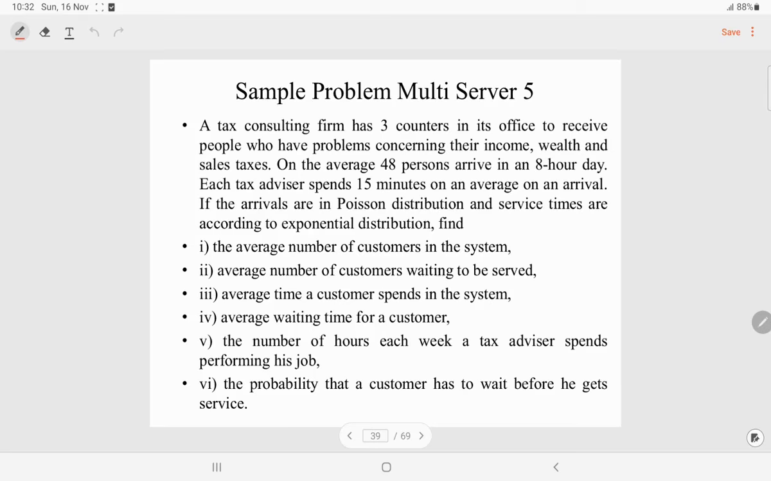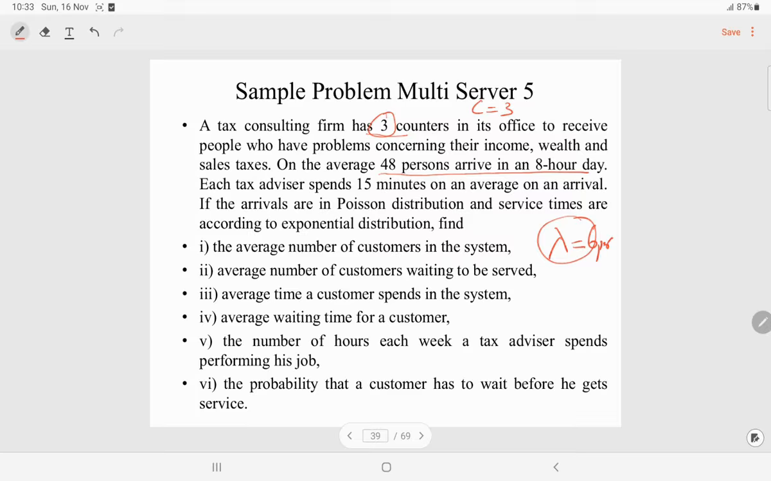Now we will see a bigger picture. The question is that we have a tax consulting firm which has 3 counters in its office, to receive people who have problems concerning their income, wealth and sales taxes. So the takeaway is that C is equal to 3, and they say that on average 48 arrive in an 8-hour day. So from that we have to find lambda. 48 in an 8-hour day means 48 divided by 8, which gives the number of people coming in an hour, that is 6 persons per hour. So we find lambda from that.